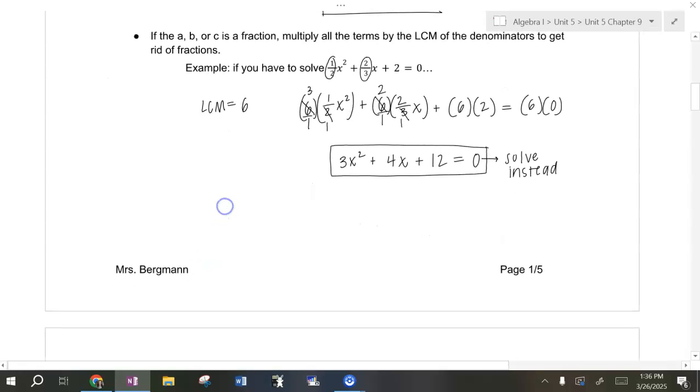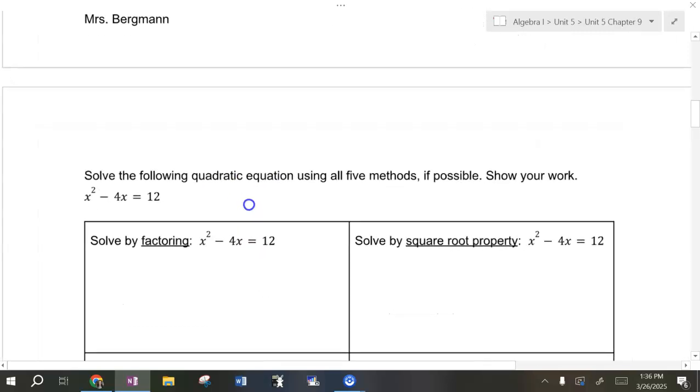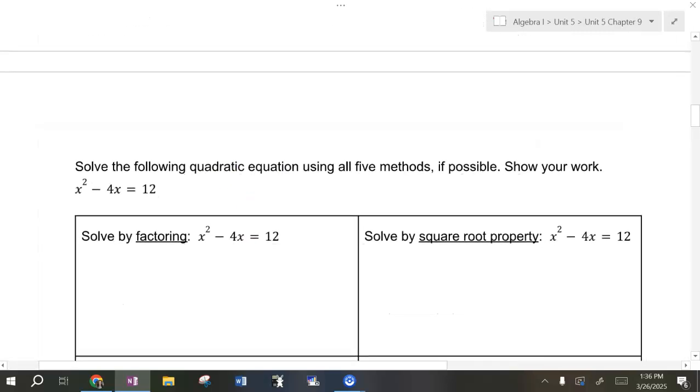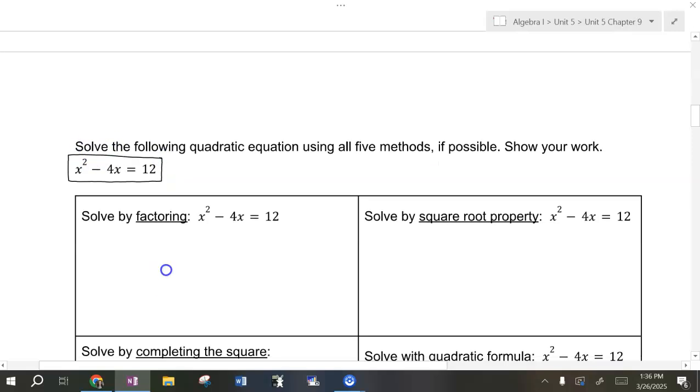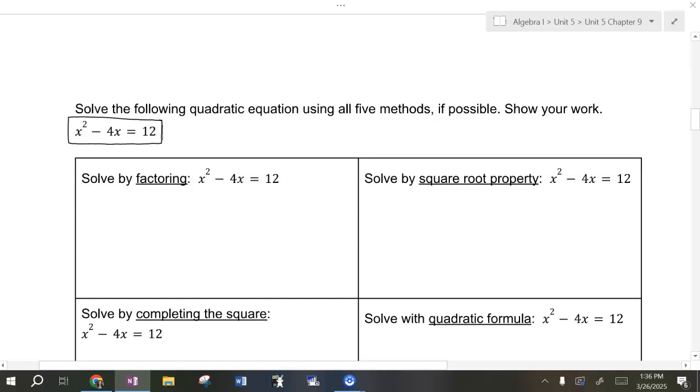Okay, on the next page, we're going to go through one problem, and we're going to solve it using all 5 methods if possible. So here's the equation. I know this is a quadratic because it has x squared in it. Remember, when the directions say solve, we know our answers are going to be x equals a number. So first method that we always want to try is factoring. In order to do factoring, you want to put it in standard form. So we'll move the 12 over by subtracting it.